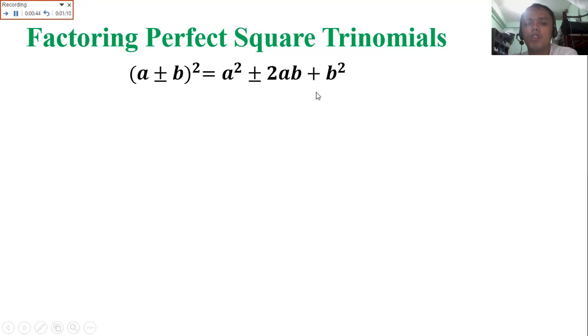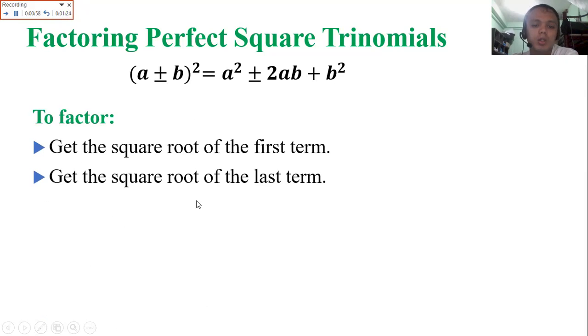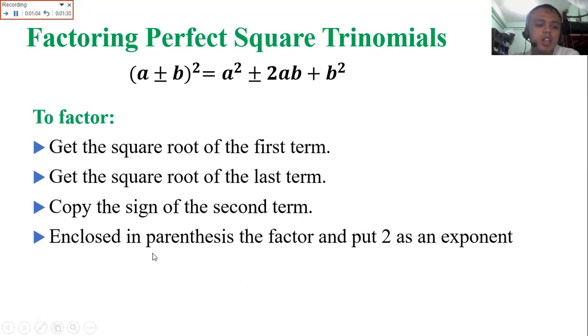Now, paano naman kung given yung perfect square trinomial? Paano natin siya i-write into this form? Okay? To factor, get the square root of the first term. Kunin natin yung square root ng first term. Get the square root of the last term naman. And then copy the sign of the second term. Okay? And then enclose the factor in parentheses and put 2 as an exponent.